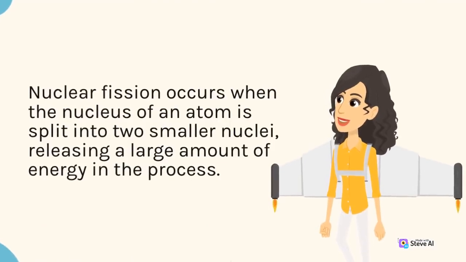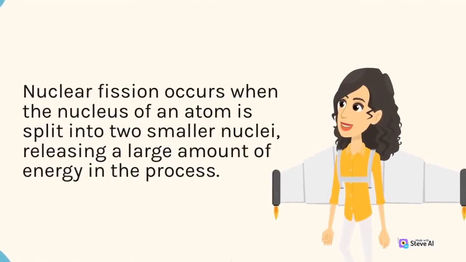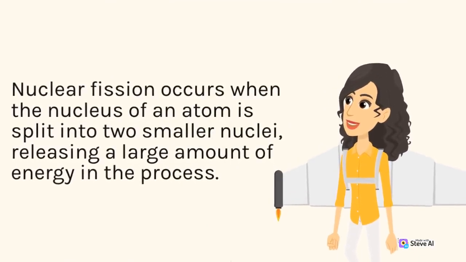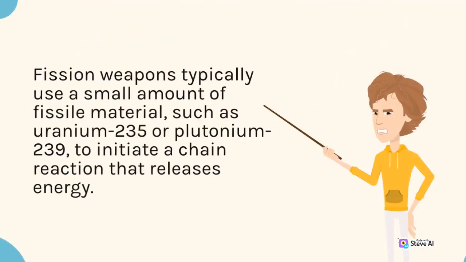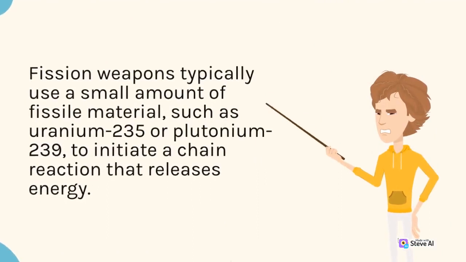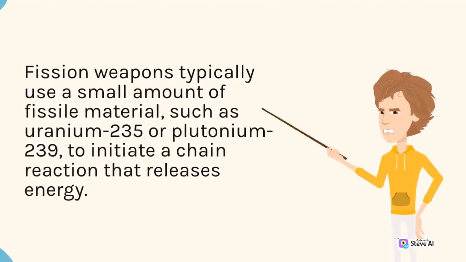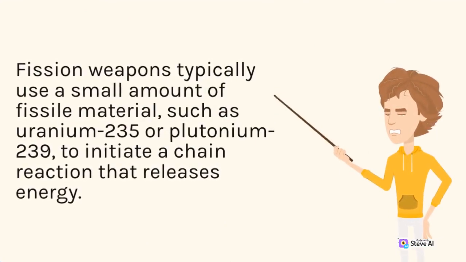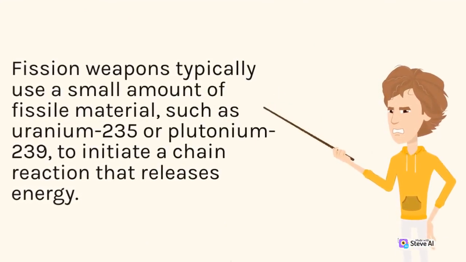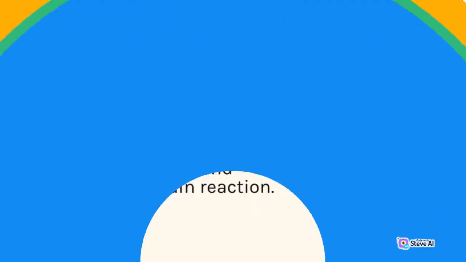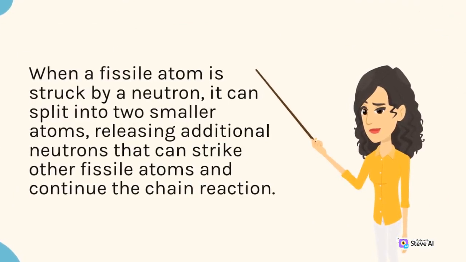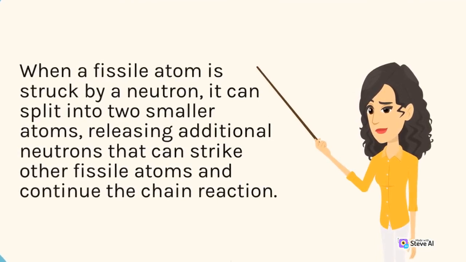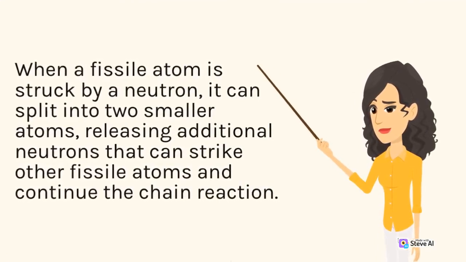The nucleus of an atom is split into two smaller nuclei, releasing a large amount of energy in the process. Fission weapons typically use a small amount of fissile material, such as uranium-235 or plutonium-239, to initiate a chain reaction that releases energy. When a fissile atom is struck by a neutron, it can split into two smaller atoms, releasing additional neutrons that can strike other fissile atoms and continue the chain reaction.